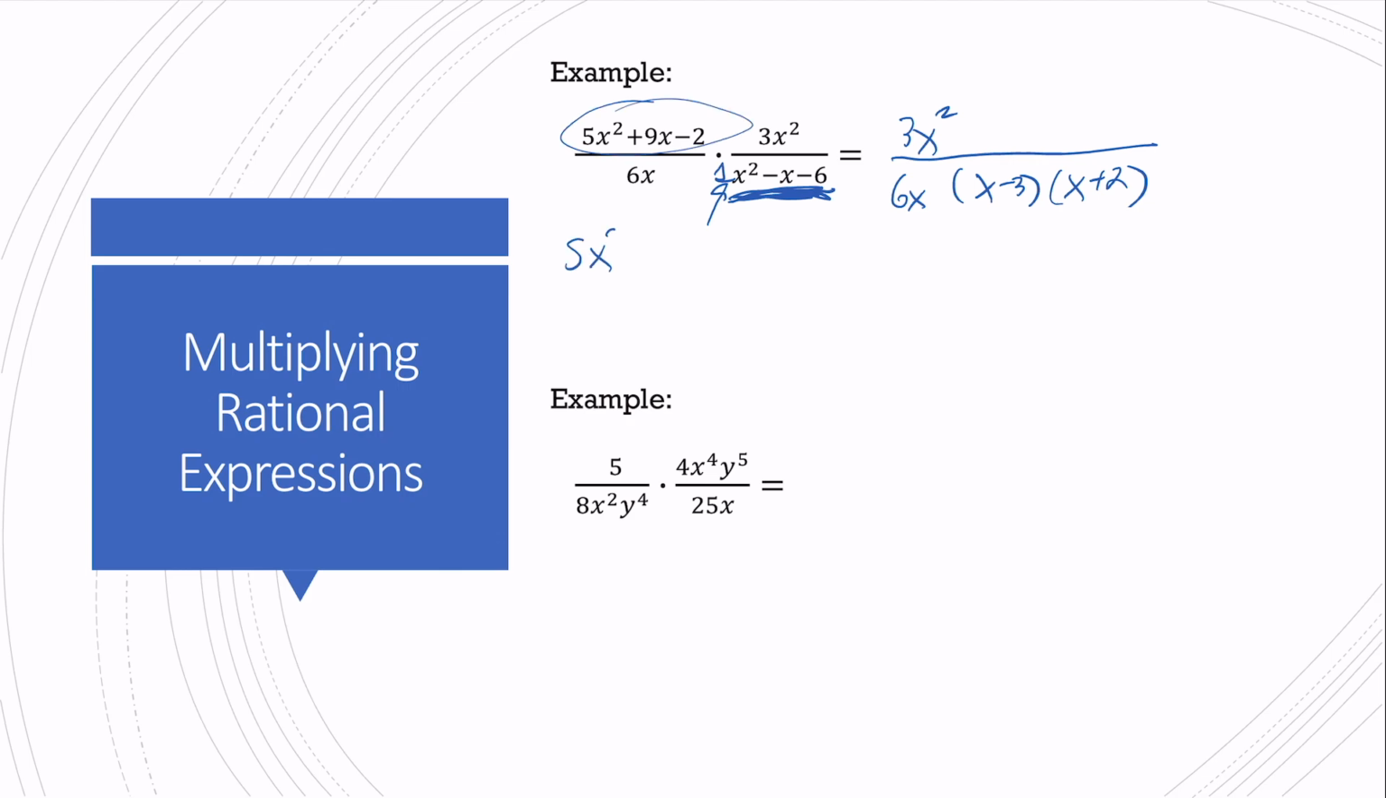So I'm going to have to write it out, and I'm going to have to factor by grouping. Here my AC is negative 10. What are some factors of negative 10 that add up to 9? How about 10 times negative 1? 5x squared minus x plus 10x minus 2. And now I can factor by grouping.